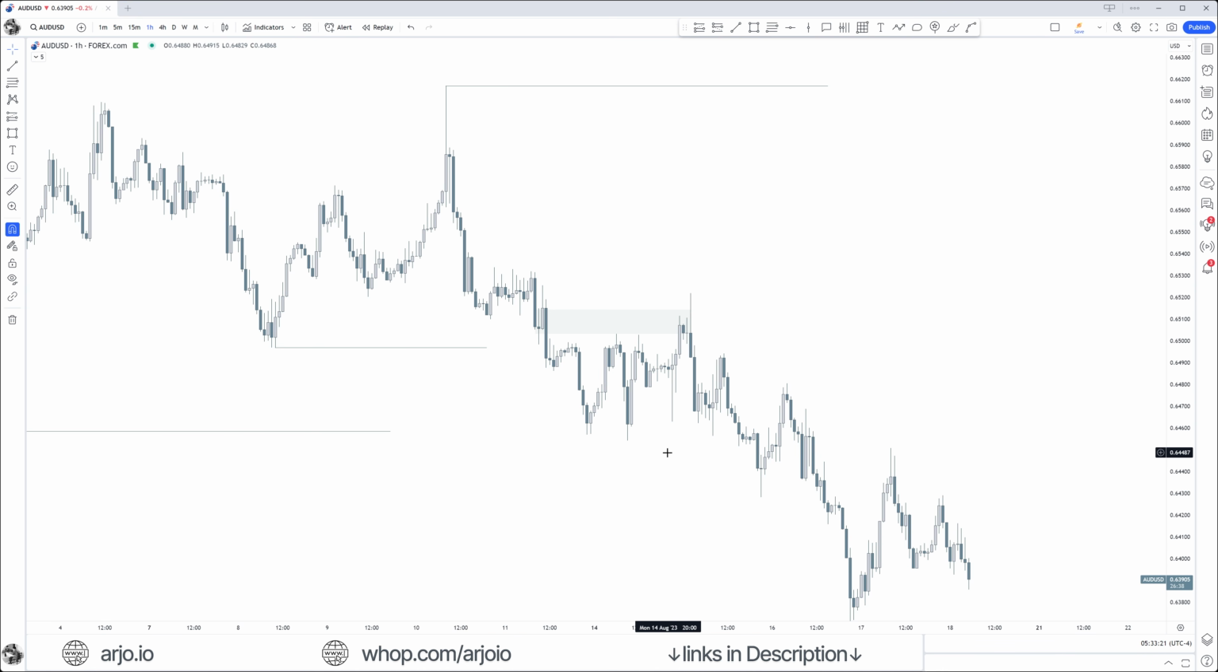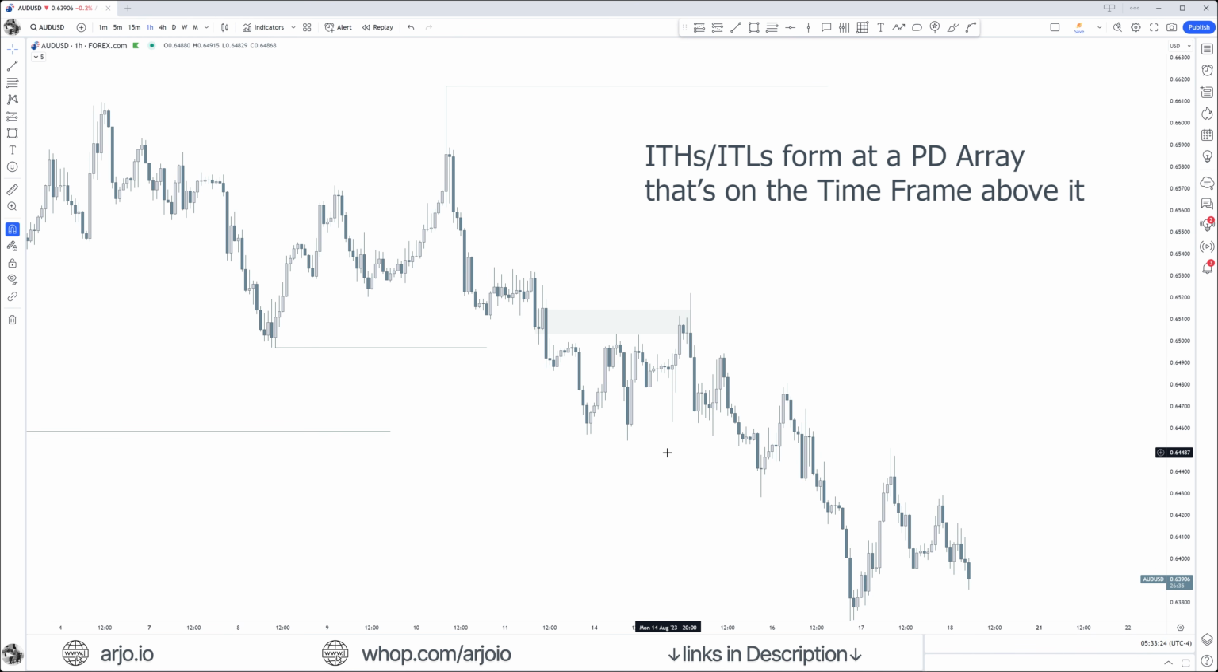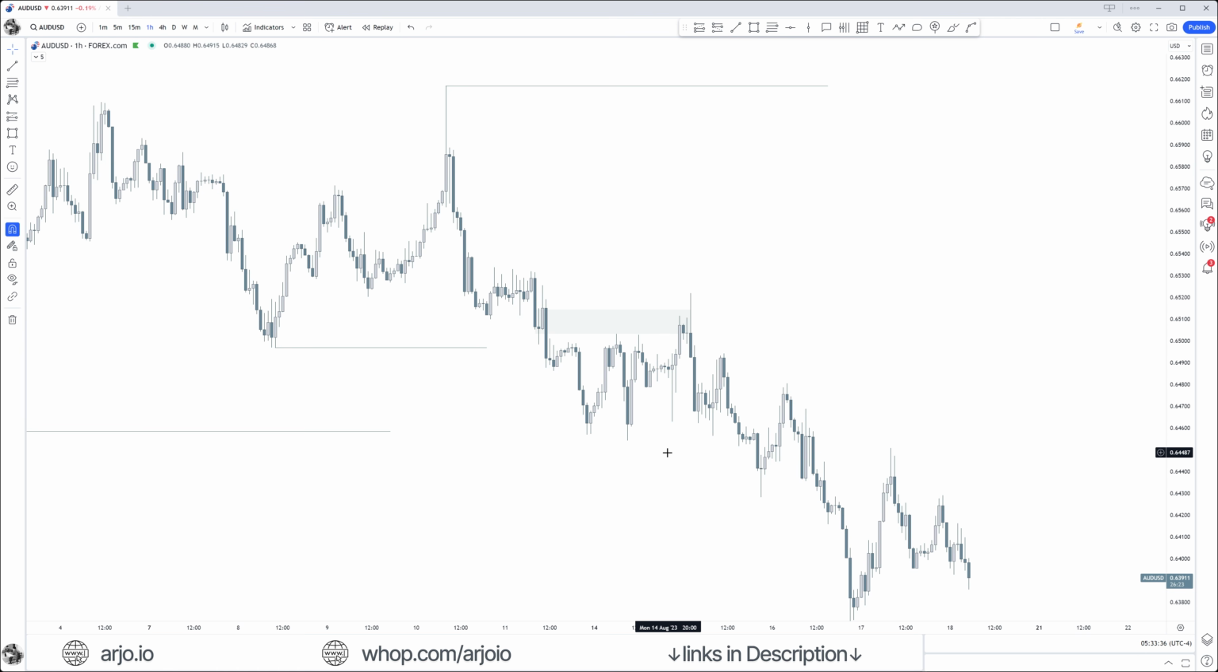So the intermediate term high that forms on the 1 hour will form at a premium array on the time frames above it. Then the same context that we have on the daily time frame where we move from daily premium array to that daily discount array is the same thing that we are seeing on the 1 hour. The only thing is you have the daily fair value gap right there. Then you have your intermediate term high to your intermediate term low right there. And in between that intermediate term high and that intermediate term low, that is where your short-term highs will form. And that is exactly where you want to get involved.